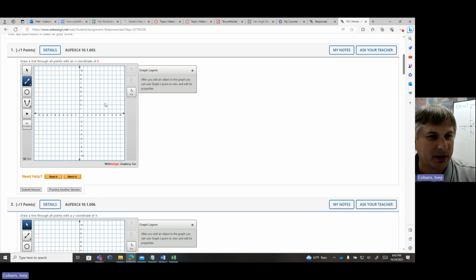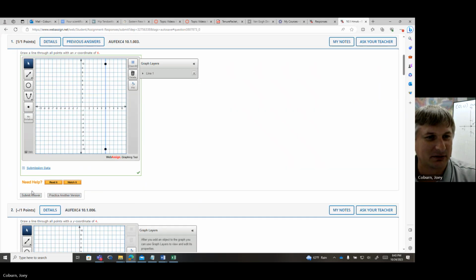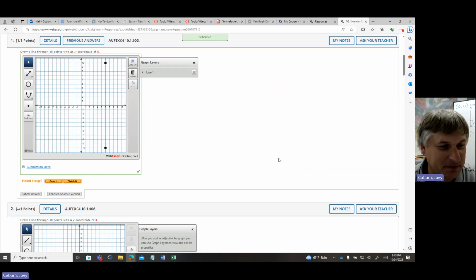So here's the x coordinate of 6. Every point on this line has an x coordinate of 6. So I'm just going to pick a point here, and that's with this having been selected. That's it. Submit my answer. And that's it. That's right.